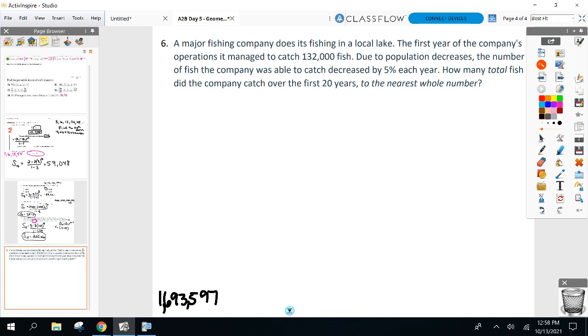And they took away our calculator on here. It should be good because you're adding up all the terms. I think it was 6. 1,692,000.